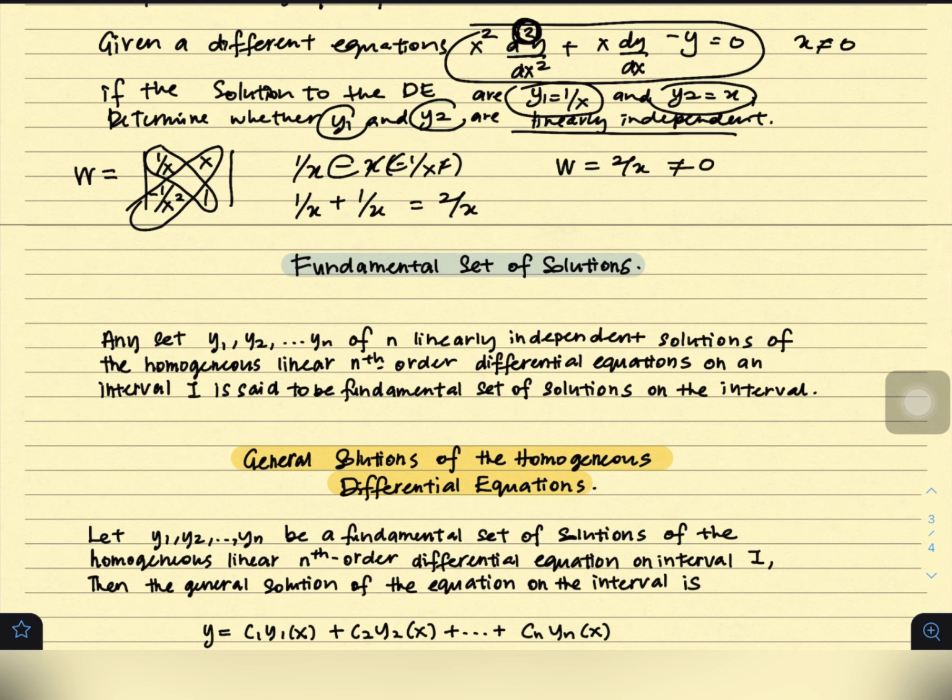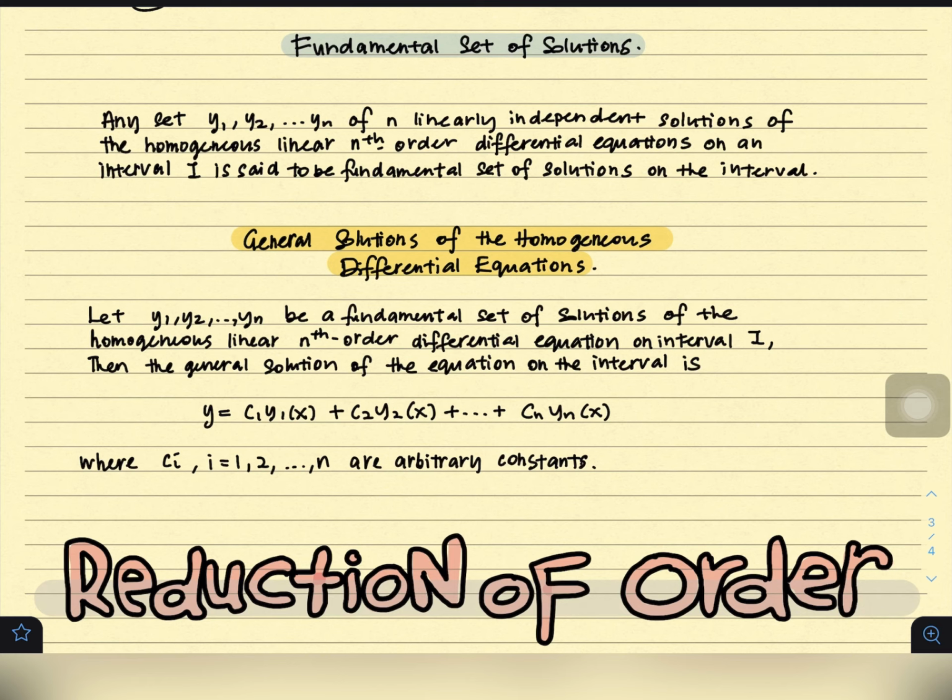So when your Wronskian value is not equal to 0, therefore your solutions y1 and y2 are linearly independent solutions. This is how you determine whether the solution is linearly dependent or linearly independent. Okay class, so we know already how to find out whether our solution of a differential equation is linearly dependent or linearly independent. So now we want to see the definition of fundamental set of solution. What is the definition of fundamental set of solution?